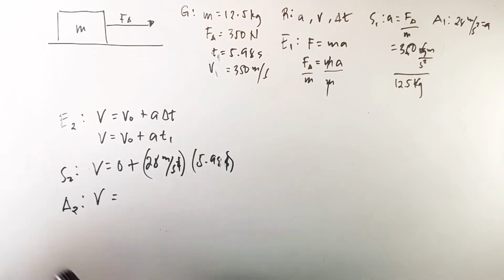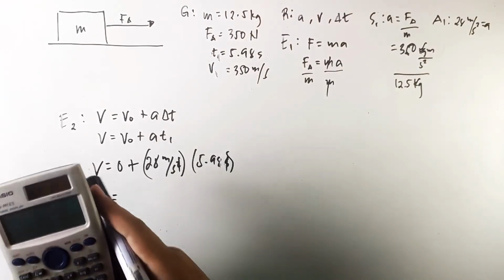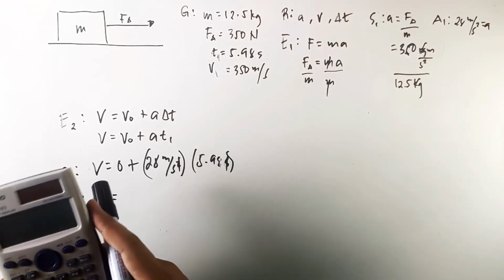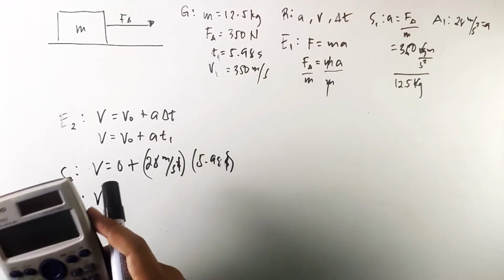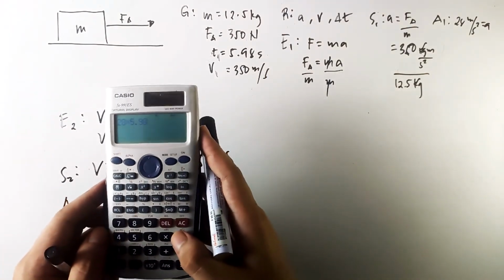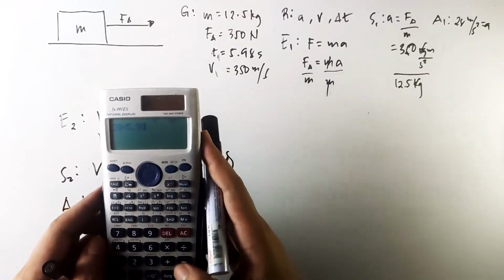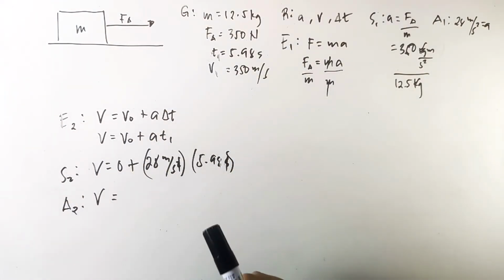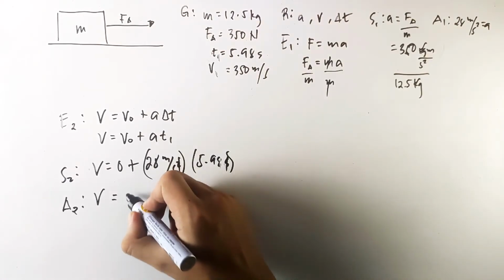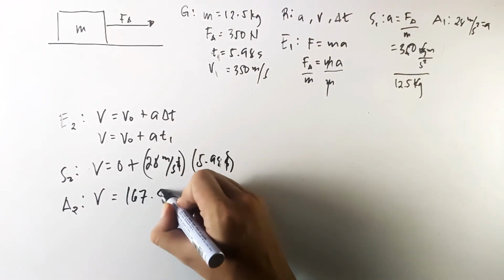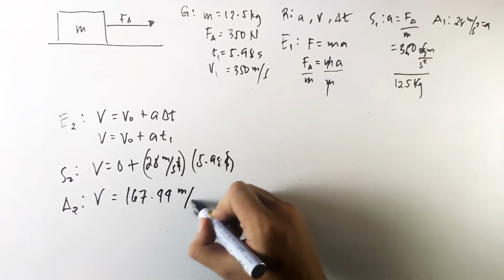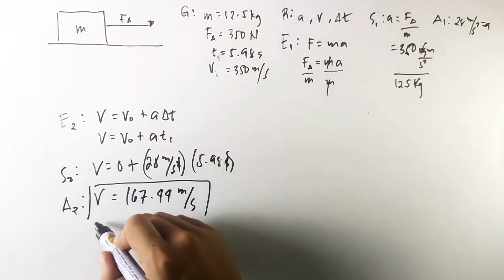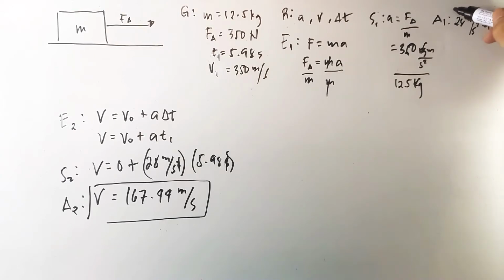So what's the answer for this one? 28 times 5.98 is 167.44. The unit, of course, is meter per second. I don't forget to box this one as well.